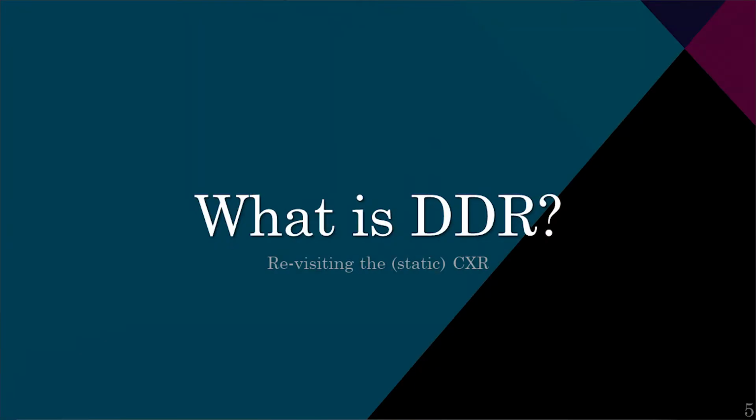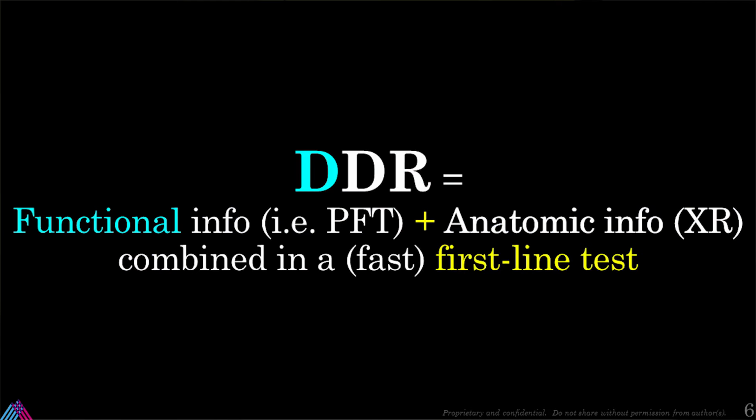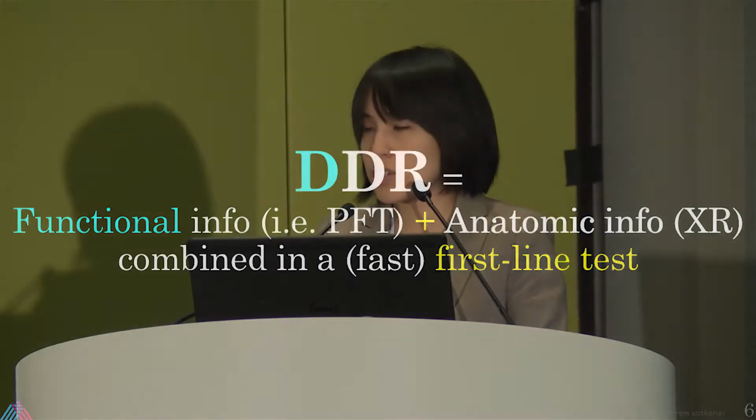So what is dynamic digital radiography? First we need to revisit what a static chest radiograph is. Dynamic digital radiography is really two components. It's the digital radiograph part, the DR part, and also the dynamic aspect, which is in a different color. You get functional and anatomic information in a first-line test. What do I mean by that?